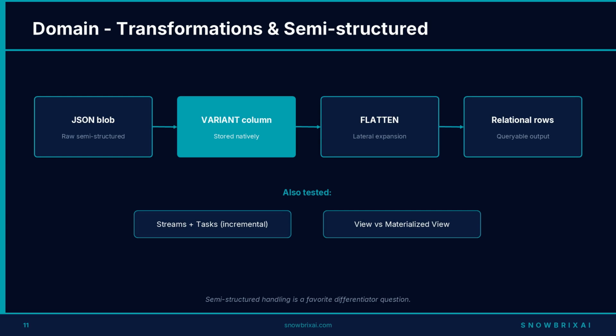The story to hold in your head is simple. A JSON blob lands in a variant column. Then flatten turns it into clean relational rows. Beyond that, use streams and tasks for incremental processing and know the difference between a regular view and a materialized view. Semi-structured handling is exactly the kind of thing that separates people who used Snowflake from people who only read about it.